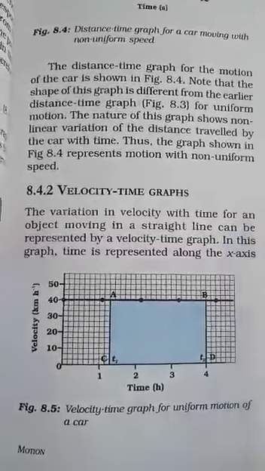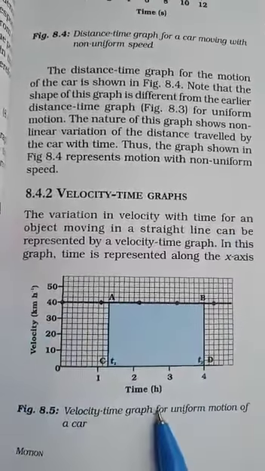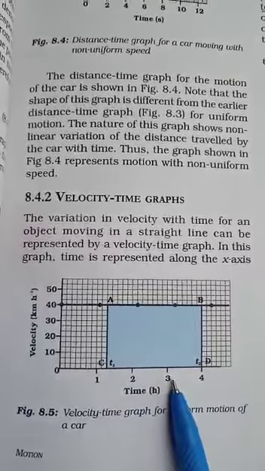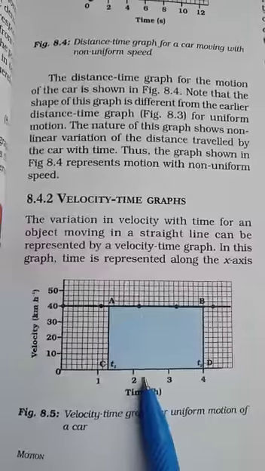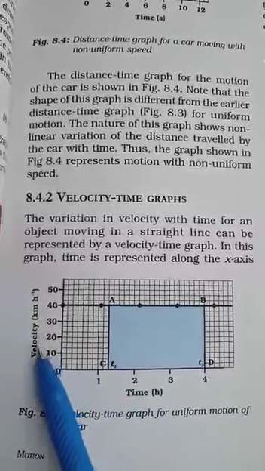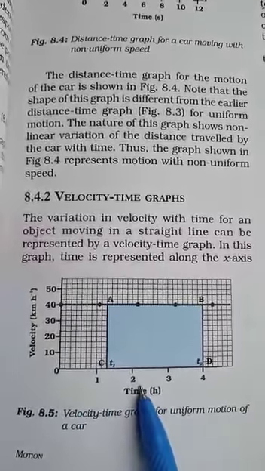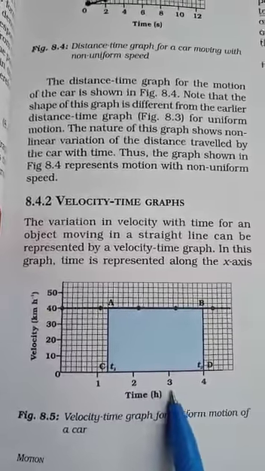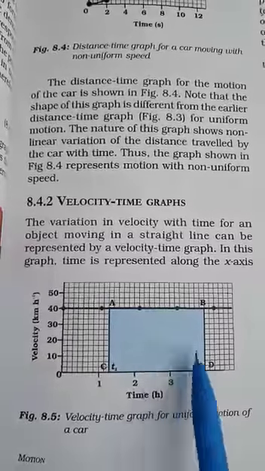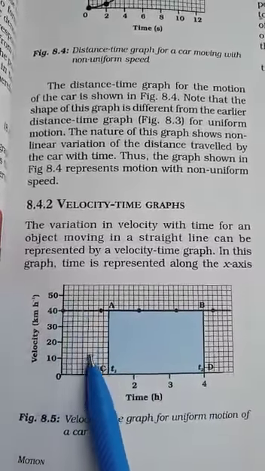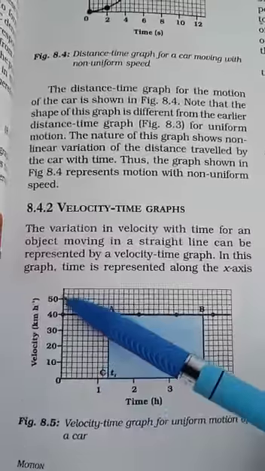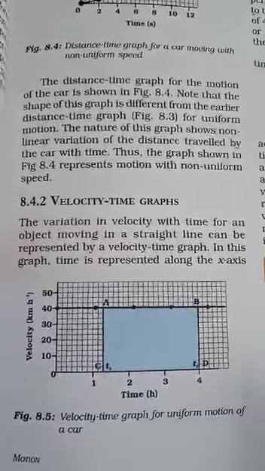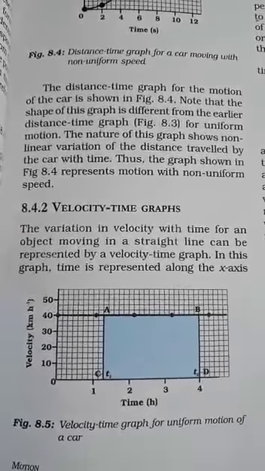Okay, so student, this is one graph showing the relation between velocity and time. This is the x-axis, and this x-axis represents time, and this is the y-axis, and the y-axis represents velocity. So let's start with the velocity time graph.